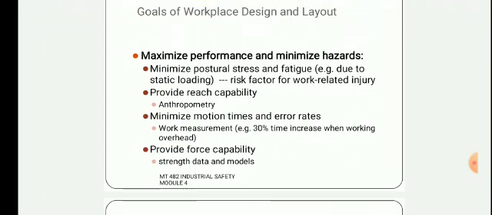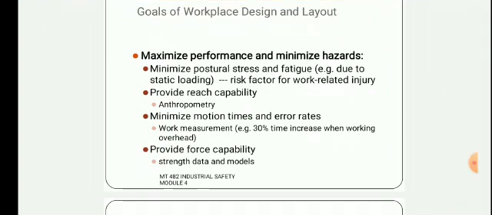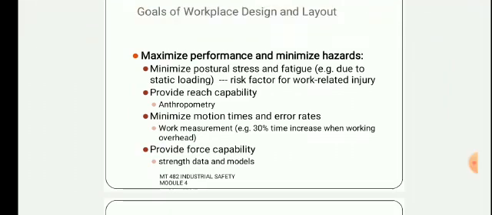Then reach capability. Before discussing reach capability, we should discuss anthropometry. That is a science that deals with the measurement of human weight, human height, body mass index, and such. So the worker should be able to reach each and every tool: desktop, laptop, pen, pencil, paper, etc. Okay, that is the second one.